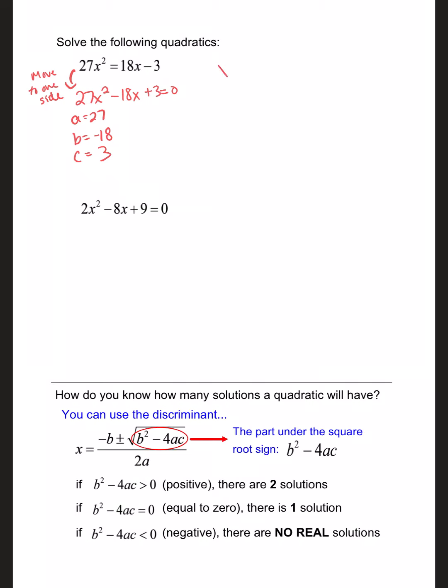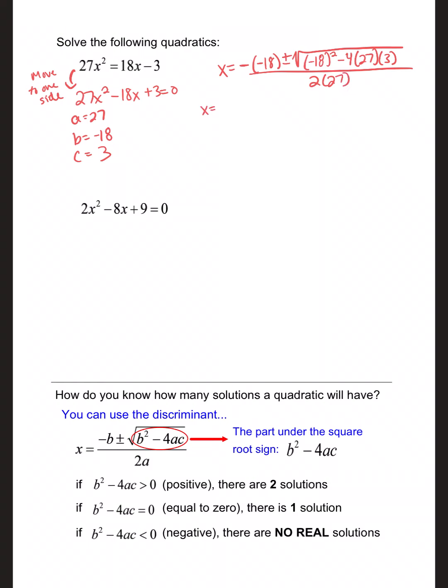When we use our quadratic formula, remember it's x equals, and then it's negative, and then in brackets we put whatever the value of B is. So in this case, B is a negative 18, so we'll have a negative 18. And then under our square root, we're going to have a negative 18 squared minus 4 times my A value times my C value, which is 3. All of that is going to be over 2 times A, which is 27.